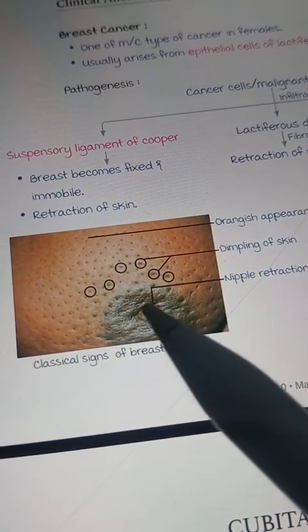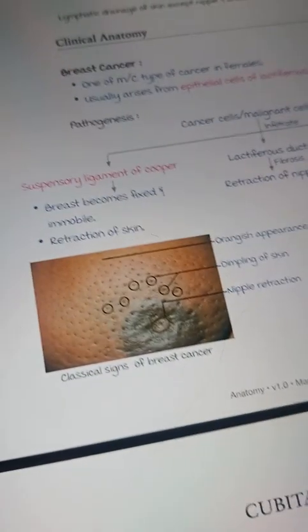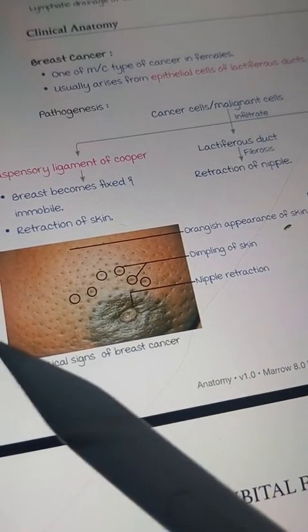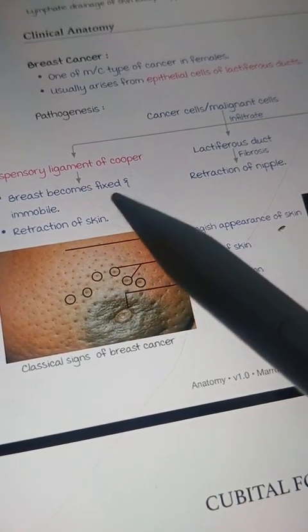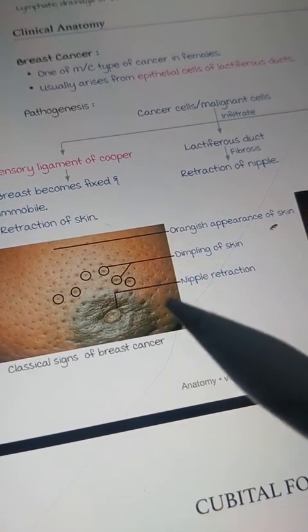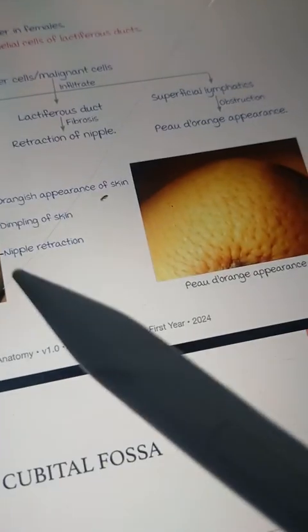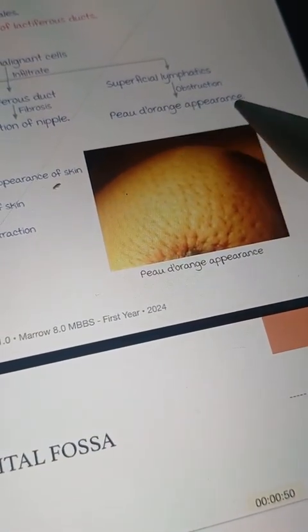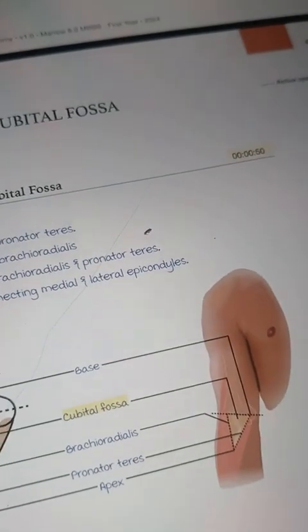Then the classical signs of breast cancer: nipple retraction, dimpling of skin, and an orangish, peau d'orange appearance. So that's basically the malignant cell sign. What are the three signs? Retraction of skin with an immobile and fixed breast, then dimpling of skin and nipple retraction, and the orange appearance of skin because of the superficial lymphatic obstruction. So here we completed the breast.